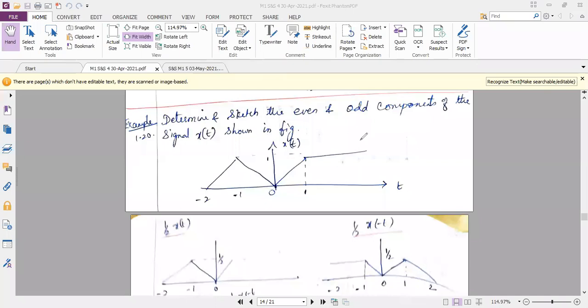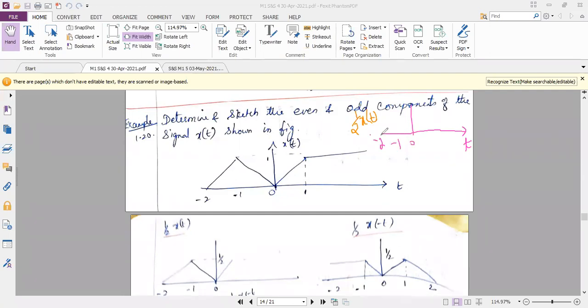Yes, ma'am. So now I know the formula. For even, I should definitely find out 1 by 2 x of t. So 1 by 2 x of t, I know what changes I have to do. Where do I have to do the changes? Can you reply? Minus 2, minus 1, 0.